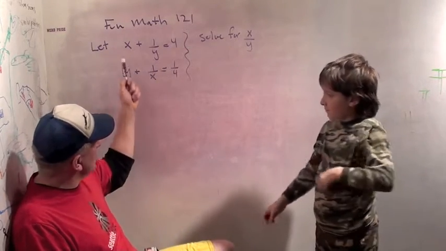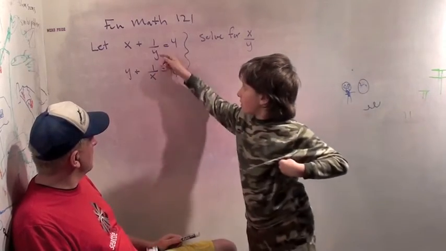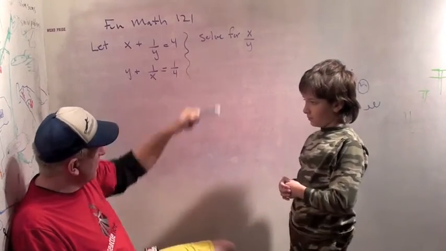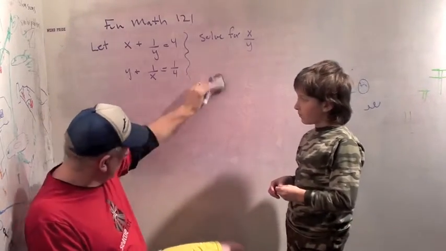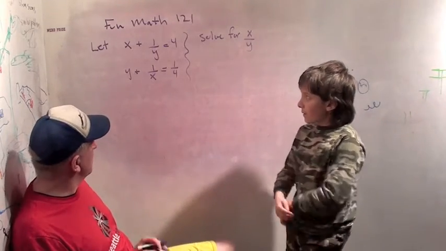Yep. So note, is this a set of linear equations? No. Why not? Because we've got fractions. But we're not trying to solve for x or y, we're trying to solve for x over y. Okay, so what's a good approach to solving this equation? What can we do? Well, let's get rid of the fractions.